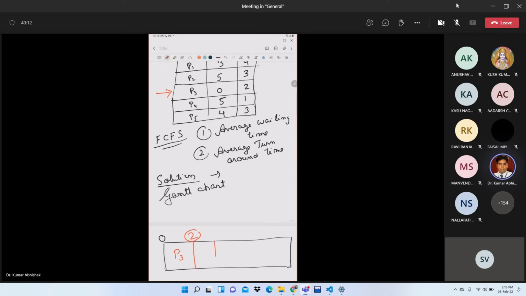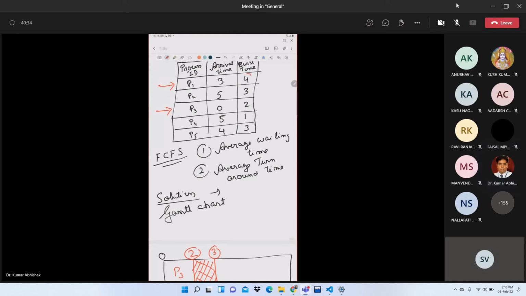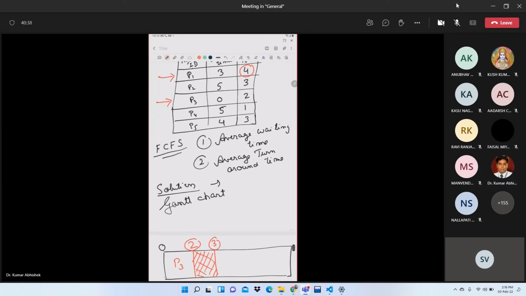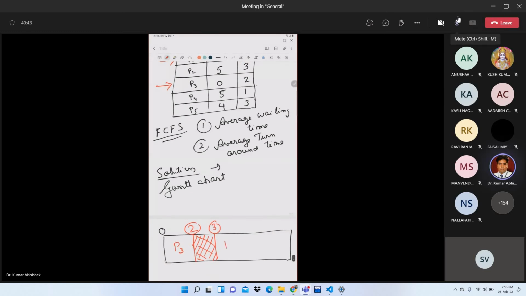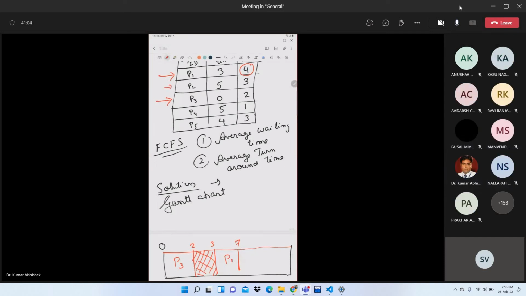So from 2 to 3, what will we have? The CPU will be idle. Okay, so this will be represented like this. That means there is no process. Now at time 3, we have process P1, whose burst time is 4. So P1 runs from 3 to 7. Now by time 7, P2 has arrived, P4 has arrived, and P5 has arrived. So who will be executed first? P5 will be executed.